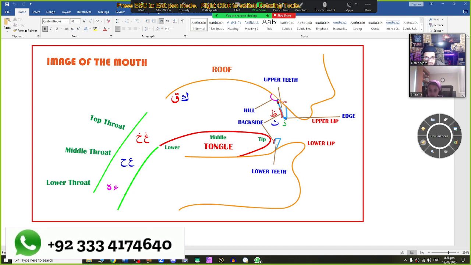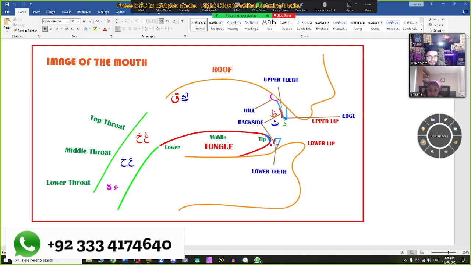All right. This one is actually the gum of the upper teeth, and I call it the hill. What is it? It's the gum. Yeah, it's the gum, but I call it the hill. What do I call it? The hill. Yeah. All right. This one is the tongue. What is it? The tongue. Yeah, this one is the tip of the tongue.